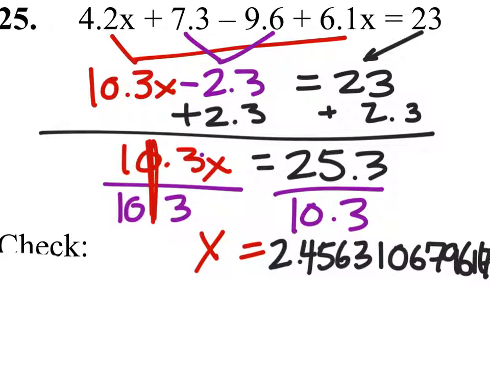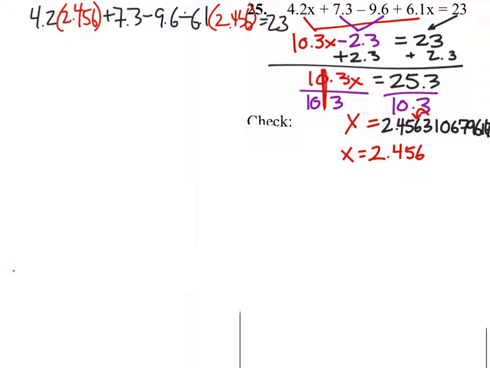But before we do the fraction way, this is a really long decimal, and I hate the really long decimal, so I would just round it to the nearest third decimal place or the nearest thousandths. 3 is smaller than 5, so we wouldn't round that 6 upwards, and we get 2.456.